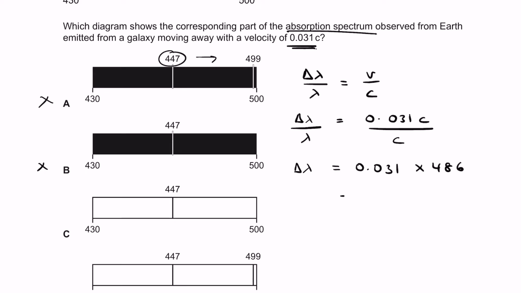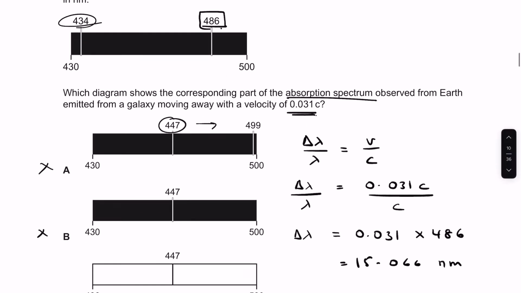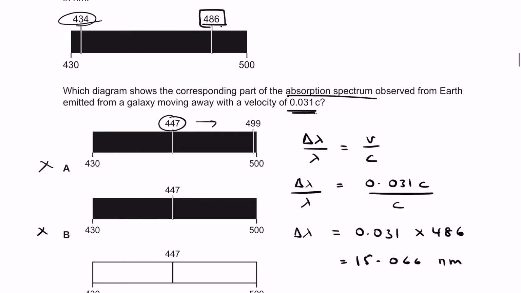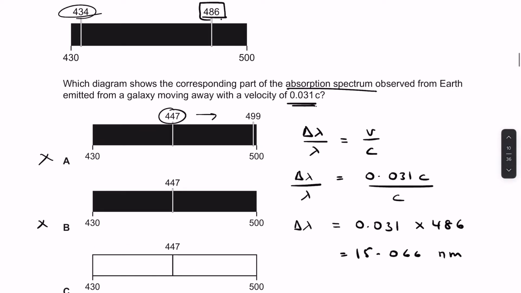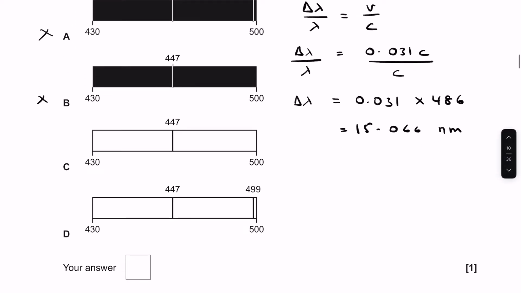Okay, so 15.066 nanometers of shift. And if I just add on the value of 486 to it, I end up basically exceeding, so 486, that would be 501, and that is not being covered in the spectrum that we have, so it would have gone beyond the spectrum over here. So C would be my answer.